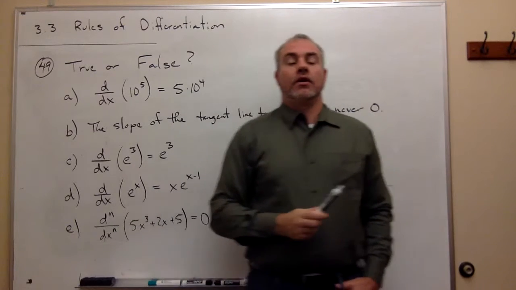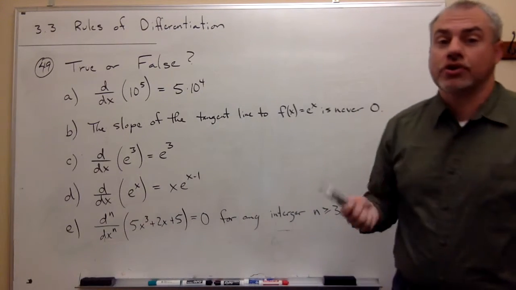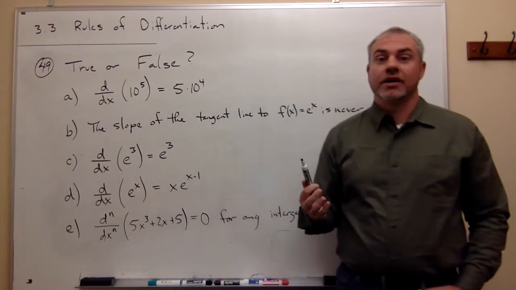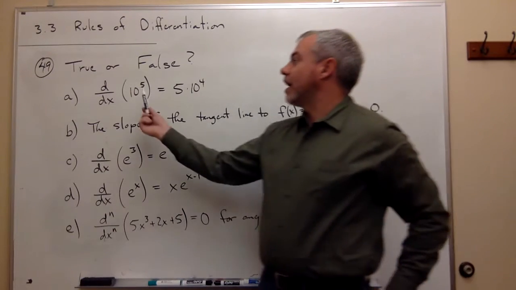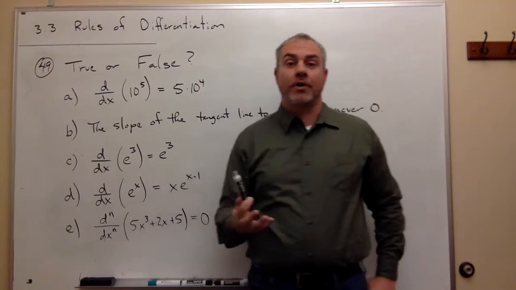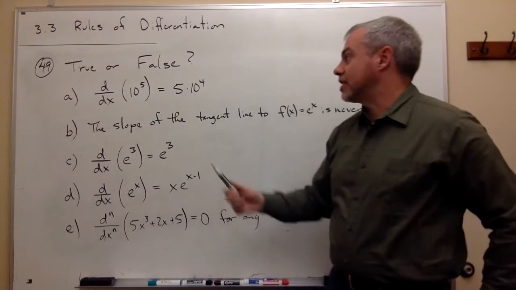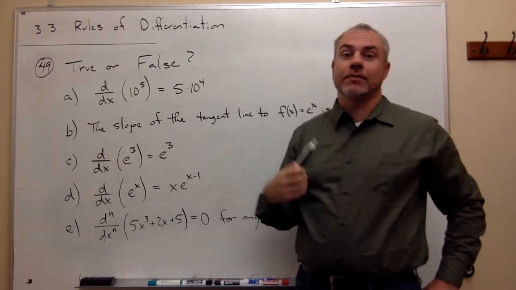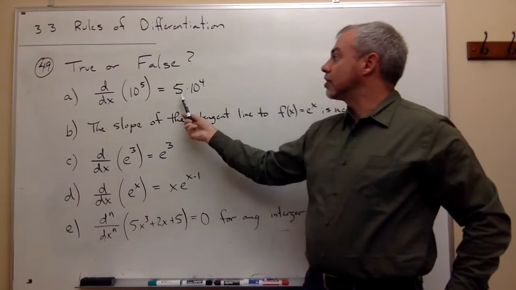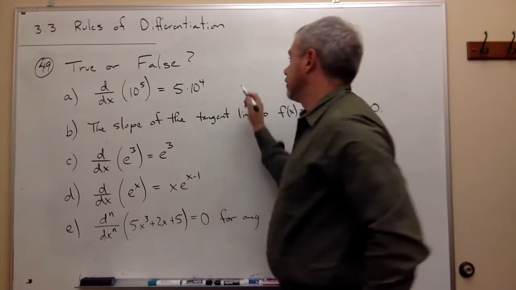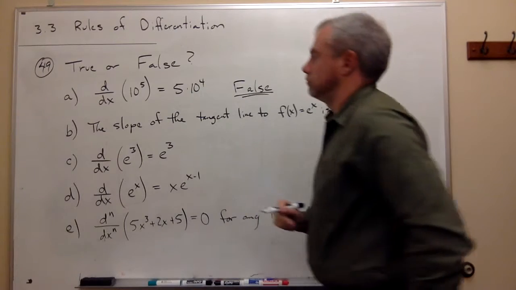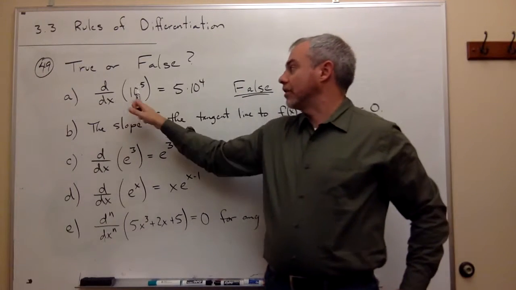fourth. Okay, so this is a question that's trying to trick you by seeing if you really understand the power rule or not. The power rule only works if you've got x to a power, not 10 to a power. 10 to a power is just a number. 10 to the fifth is just a big number, and the derivative of some constant is 0. So the derivative of this constant is 0. Certainly not 5 times 10 to the fourth. So this is false. Okay, because the derivative of a constant is 0.